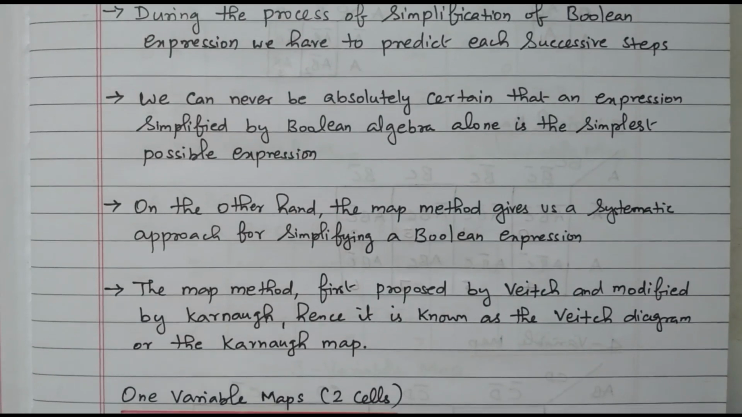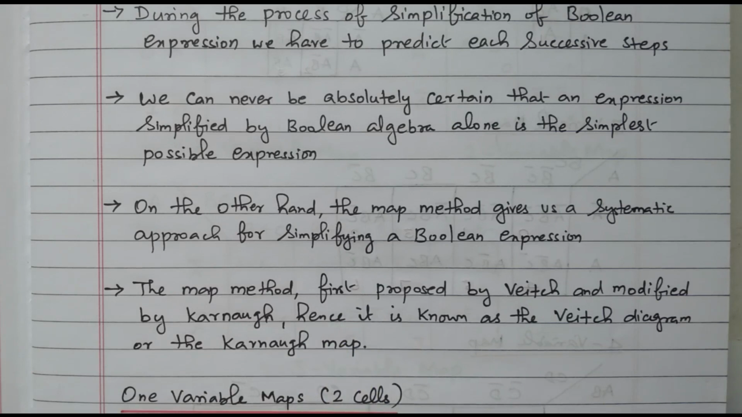This map method was first proposed by Veitch and modified by Karnaugh, so it is called a Veitch diagram or Karnaugh map, right? So the K-map is the simplest process to simplify the Boolean expression, and it also gives the simplest possible expression.